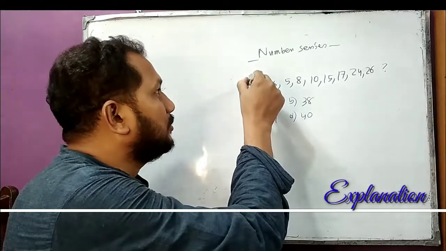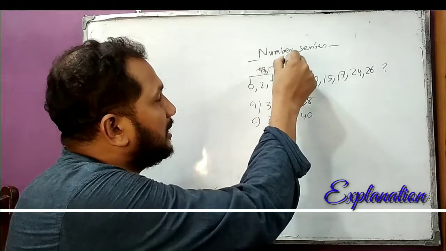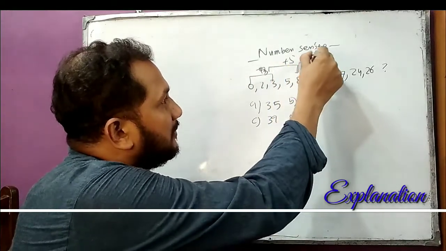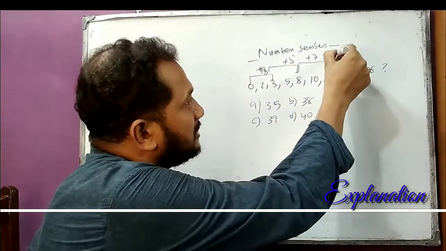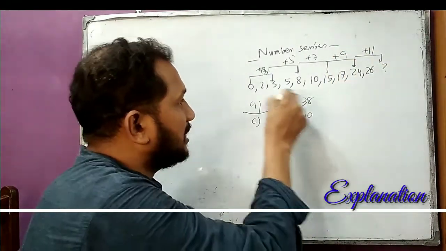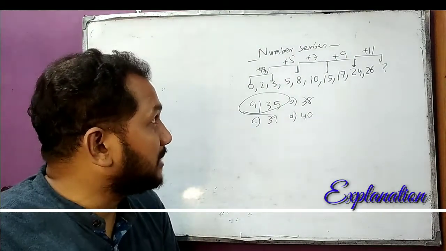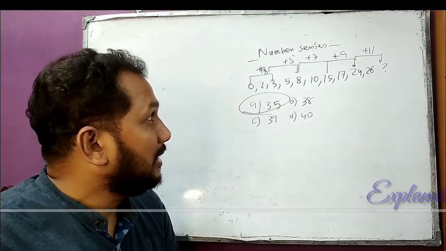There are 2 series, that is 0 plus 3, 3 plus 5, 8 plus 7, 15 plus 9, and then the number should be plus 11, that is equal to 35. The answer is 35. There are 2 series with gaps of 3, 5, 7, 9, 11.